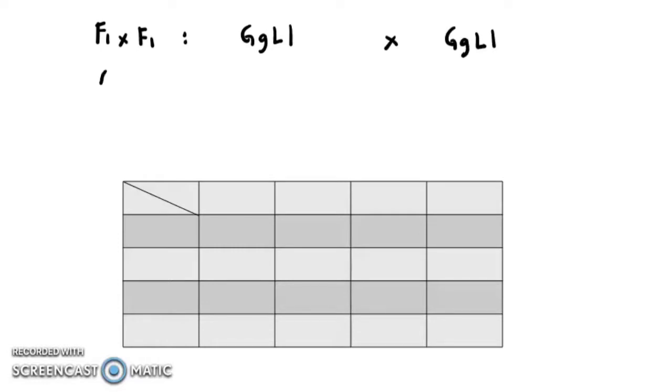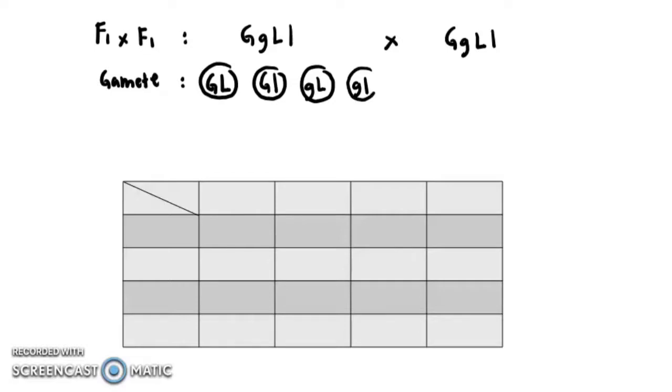Okay, and then the next step, you have to show the gamete. For the first one, remember, since it is heterozygous, it will produce 4 different gametes. So for the first gamete here is G besar, L besar. And then next, it will become G kecil, L kecil. Then G kecil, L besar. Another one, G kecil, L kecil. So this is for the first heterozygous.